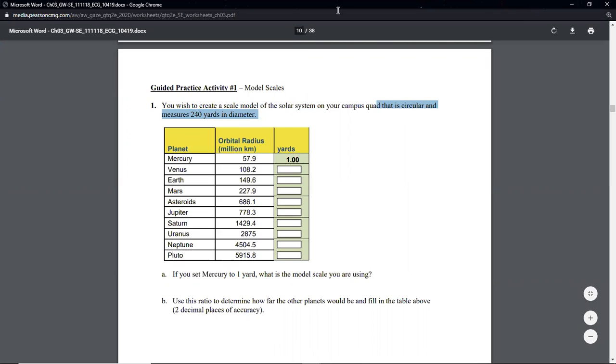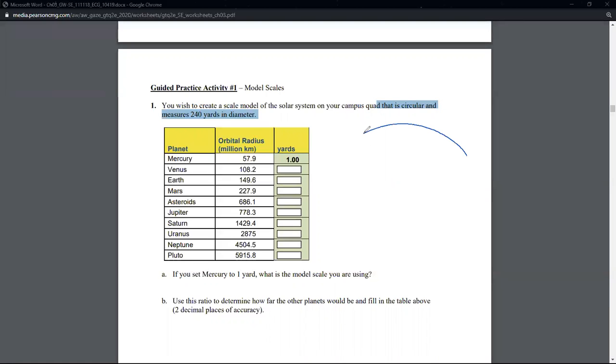So what they're saying here is you've got a quad that is circular. It's not too often that quads are circular, but that's okay. But maybe your quad isn't circular. Maybe your quad is a rectangle and it's just the model you're going to build inside of it is circular. That would be another way to rationalize that too. And it makes a little more sense that way, in my opinion. And it measures 240 yards in diameter. So we've got this circle, and the diameter, which is the distance from end to end going through the center, that's 240 yards. Okay, so that distance is 240 yards.